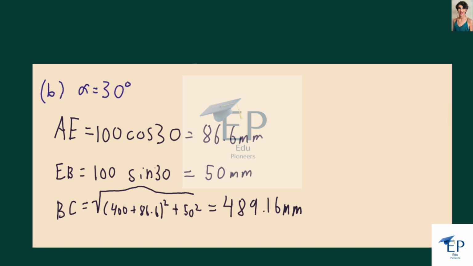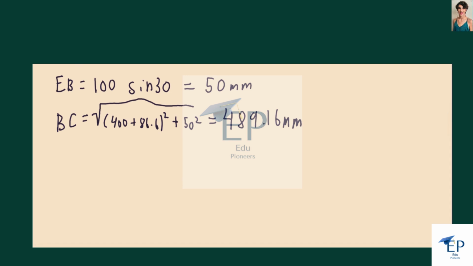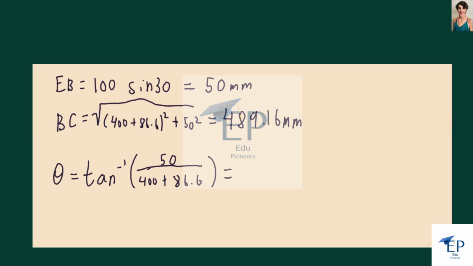And next we're going to find an angle theta from our free body diagram. So to find angle theta, we're going to write this as the tangent inverse of 50 over 400 plus 86.6. And this will give us an angle of 5.86 degrees.